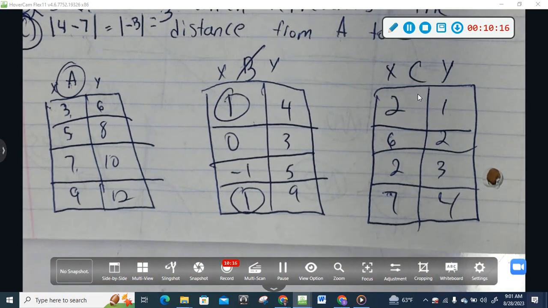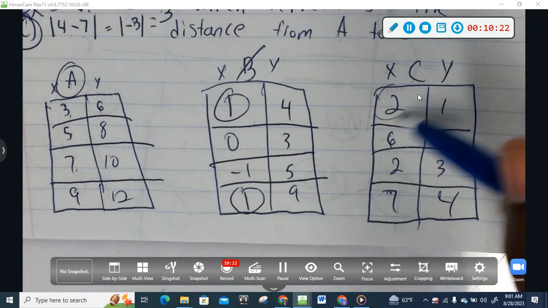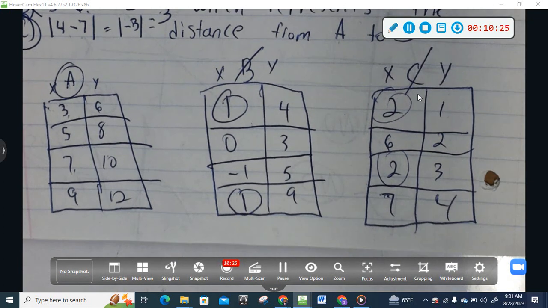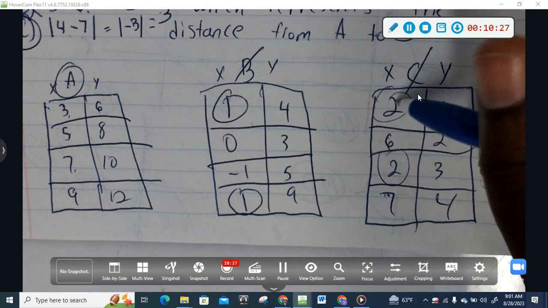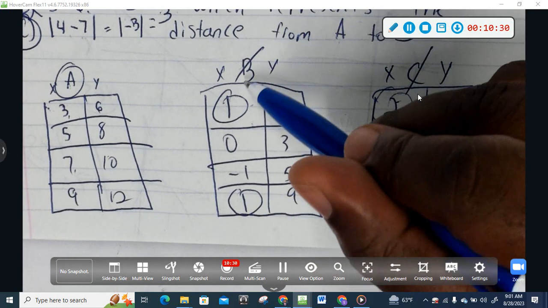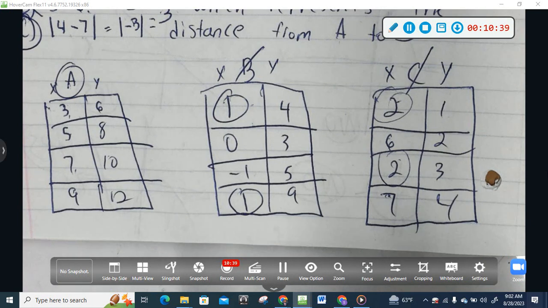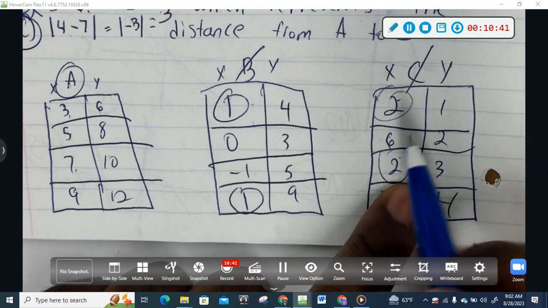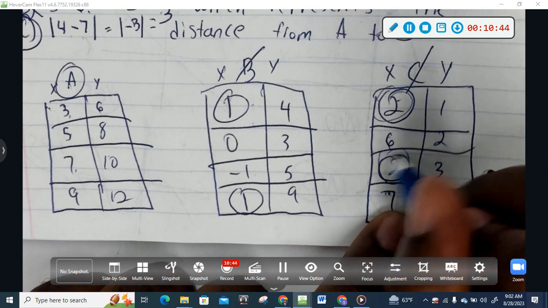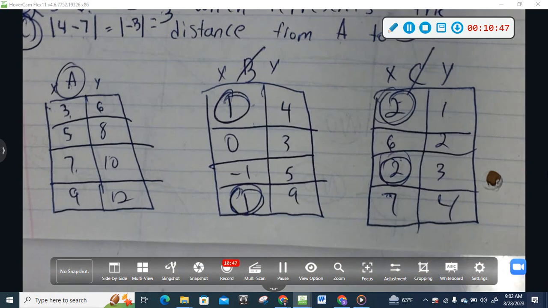All right. Let's check the last one. Do we see any repeating values? Boom. Boom. That one's out. Not a function. If I see repeating values, it's not a function. All right. That's functions. Yep. B is not a function, or C is not a function because of this right here. Repeating X values make it not a function. All right, that's it for the review.